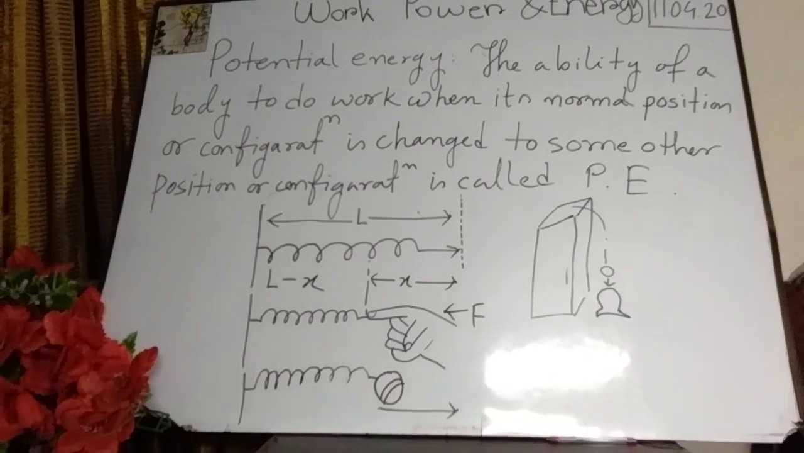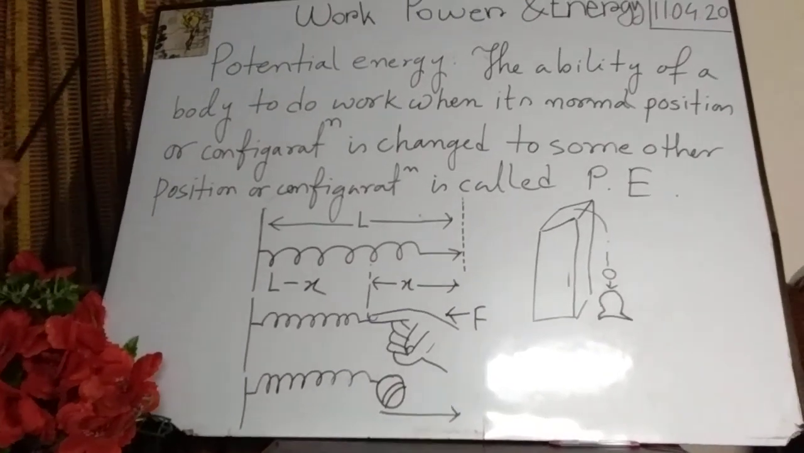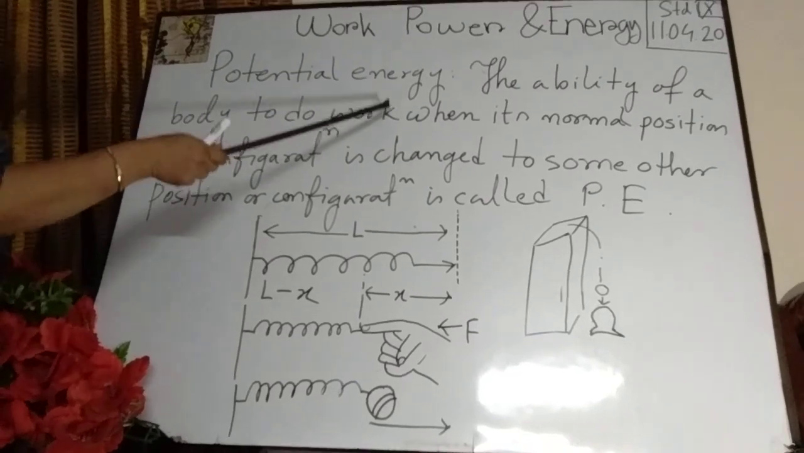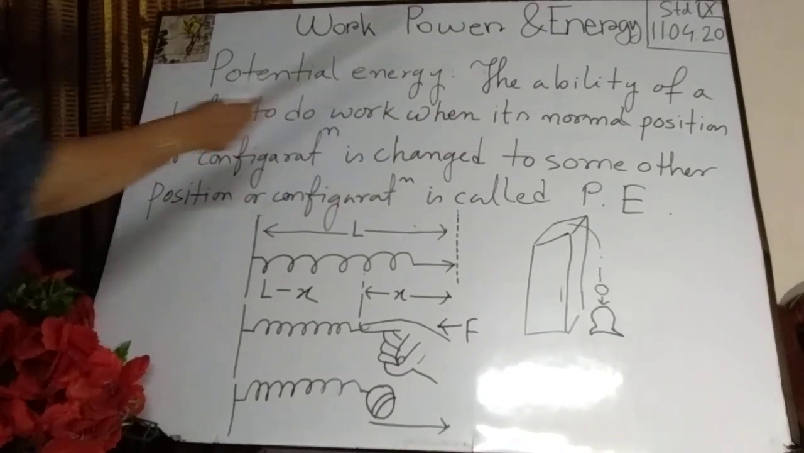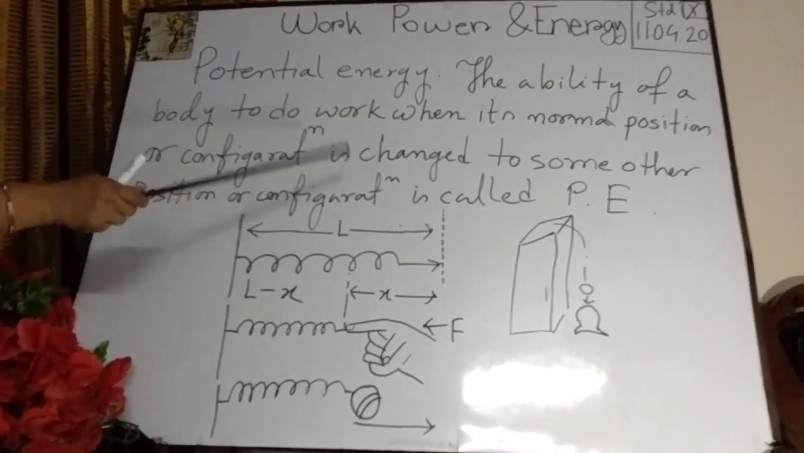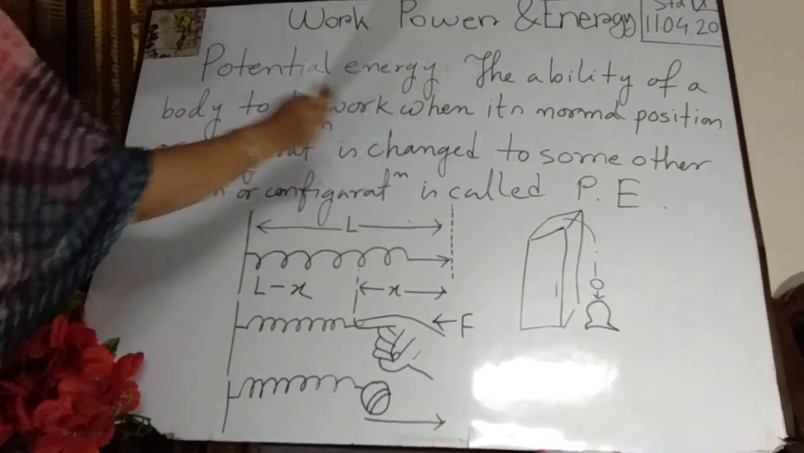Look everybody, for you I have already written the definition of potential energy, and if you have a copy with you, now you must write down the definition. The ability of a body to do work when its normal position or configuration is changed to some other position or configuration is called potential energy.